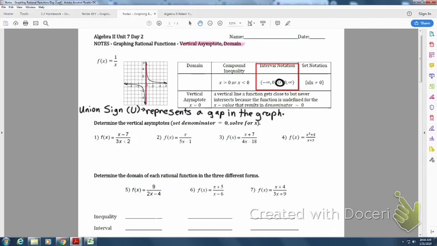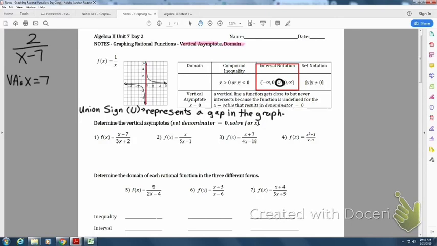So finding the vertical asymptote is going to be pretty easy because we're going to find it the exact same way we found excluded values. Alright? So if I had this right here, what would my excluded value be? 7. The only difference now, instead of writing x cannot equal 7, we're going to write the vertical asymptote is x equals 7. But you're going to find it the exact same way we found the excluded values.